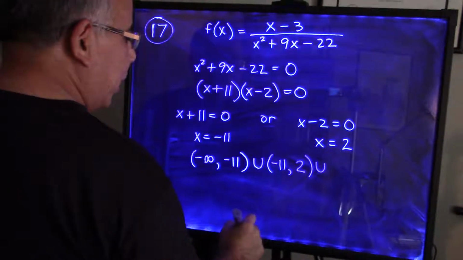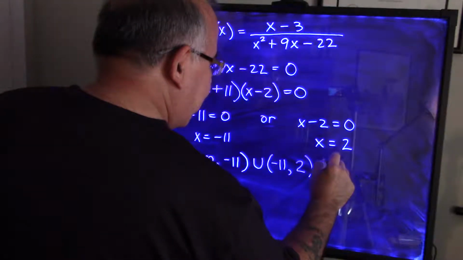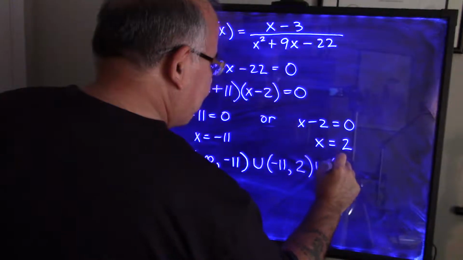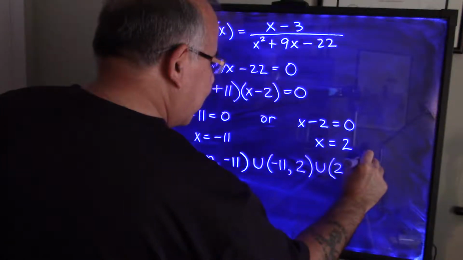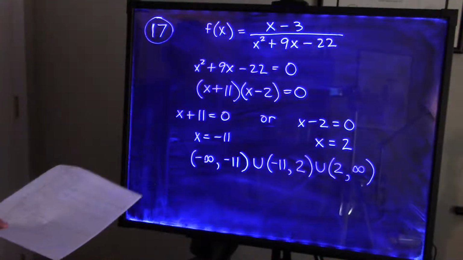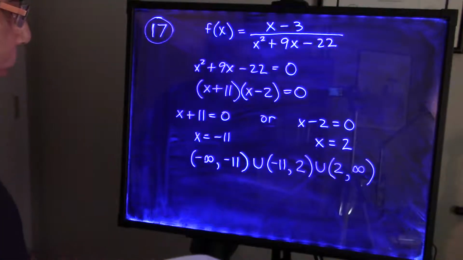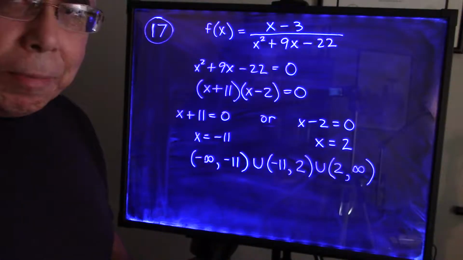Now you're going to the right of 2 on the number line, so you put 2 on the left side here with parentheses, and then positive infinity. So there's your interval for the domain, interval notation.